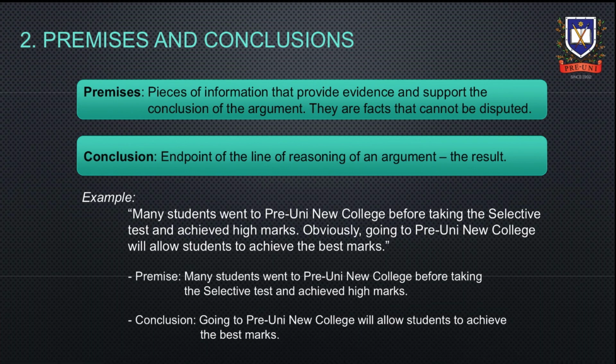Consider the following argument as an example. Many students went to Pre-Uni New College before taking the selective test and achieved high marks. Obviously, going to Pre-Uni New College will allow students to achieve the best marks. The premise in this example would be: many students went to Pre-Uni New College before taking the selective test and achieved high marks. The conclusion is: going to Pre-Uni will allow students to achieve their best marks. So, looking at this example, we have been able to identify what the premise is and what the conclusion is.